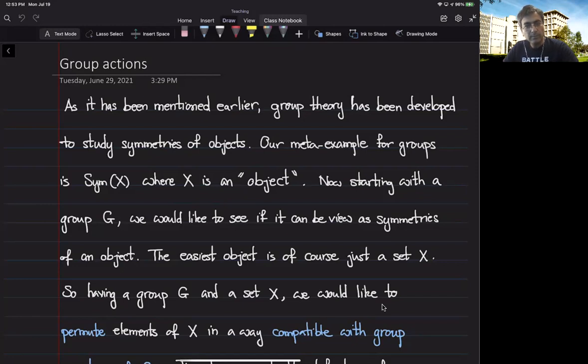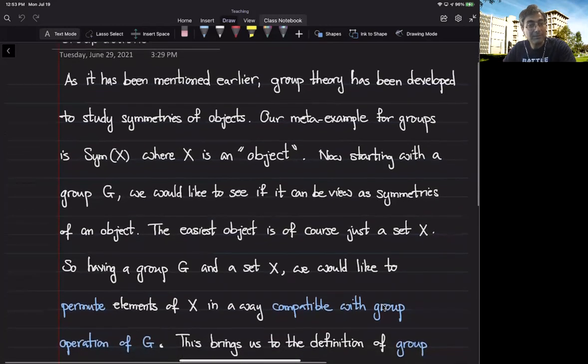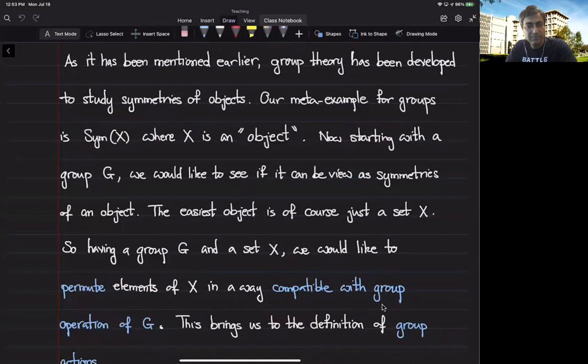Now, we can ask ourselves, can we go backward? I give you a group G, and I give you an object X. Can I think about this group G as symmetries of this object X? What does that mean? We want to think about elements of G as functions from X to X in a way that the composition of functions would be compatible with the group operation of G.